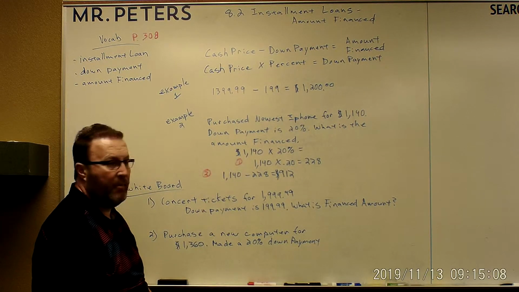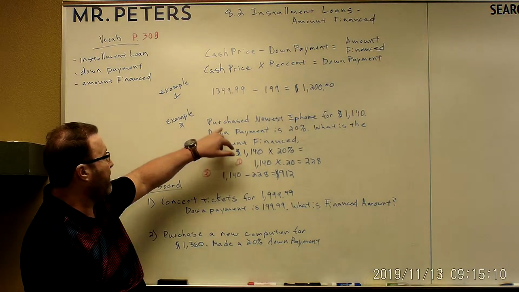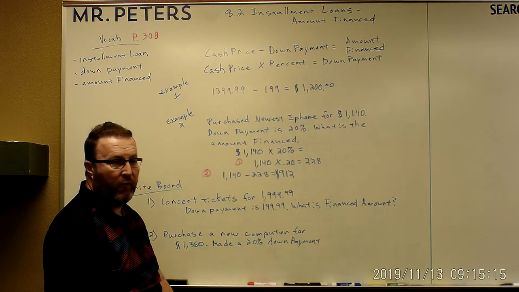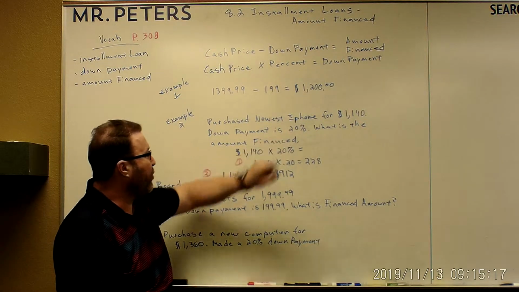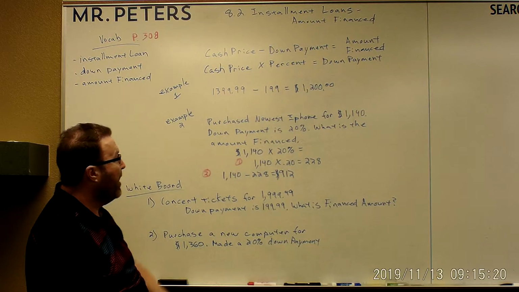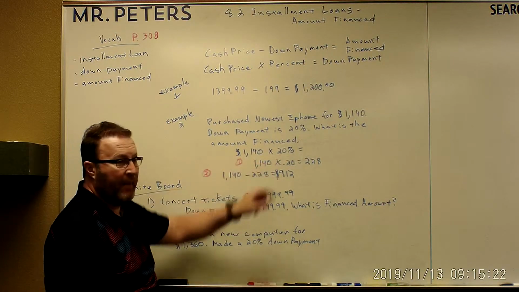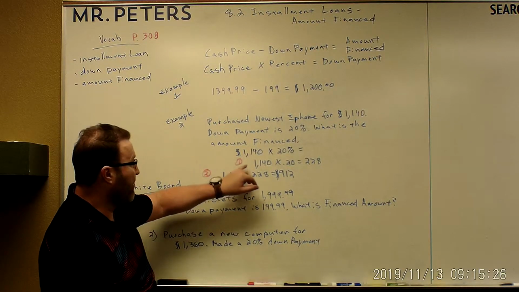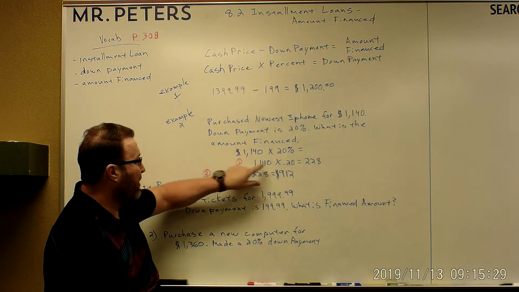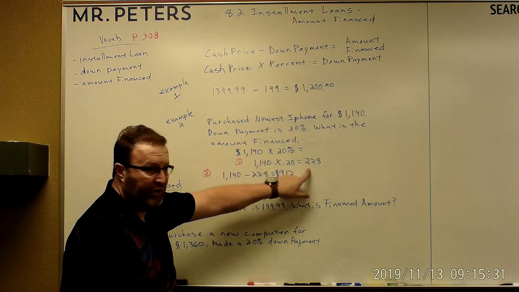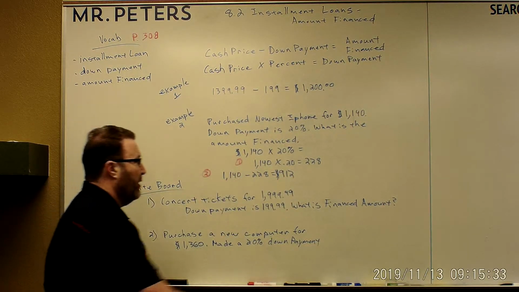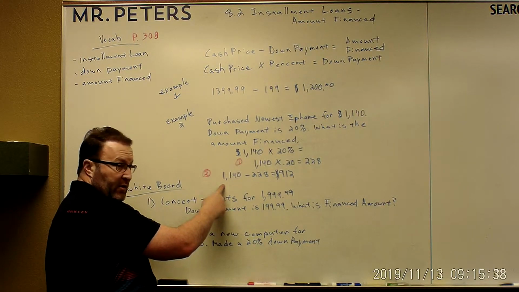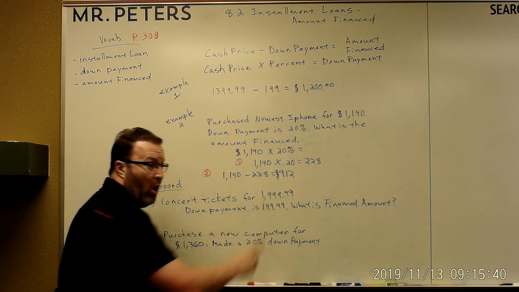Okay, so you purchased the newest iPhone for $1,140. You have a down payment of 20%. What's the amount financed? So you're going to take the purchase price and multiply it by 20%. We've done this a million times. So we move the decimal place twice and then multiply it out. So 1140 times 0.20 equals $228. Then we take the $228 and subtract it from the 1,140, and this is the amount that they're borrowing.